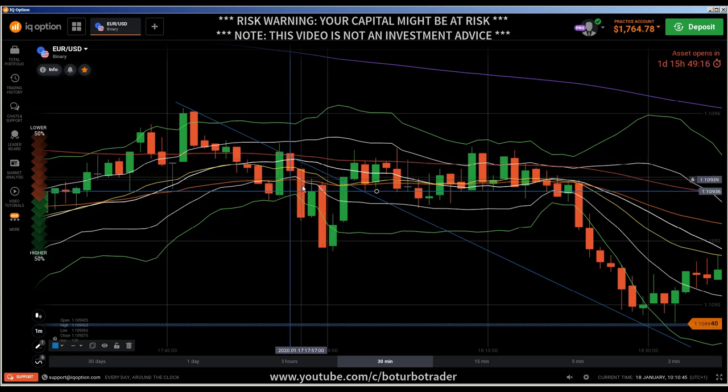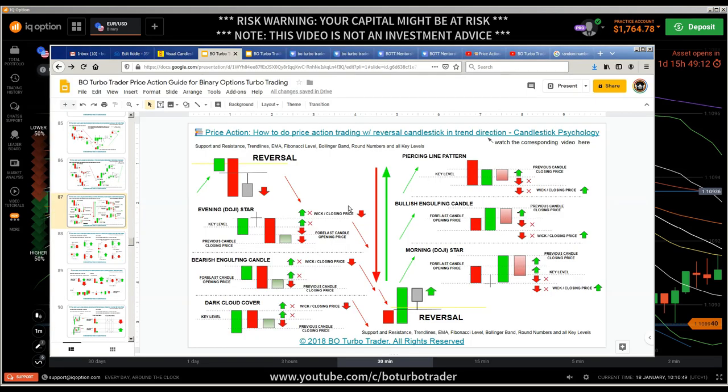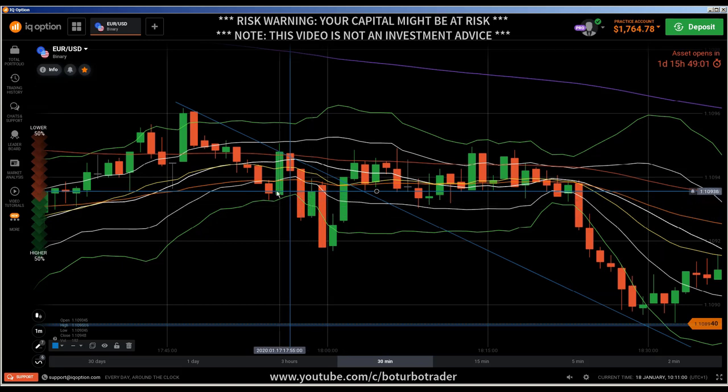And look at this. We have an evening star in a downtrend. Price retraced back to the four last candle opening price. What is the next one? A put. Price retraced back to the four last candle opening price. Next candle put. Okay? Example.